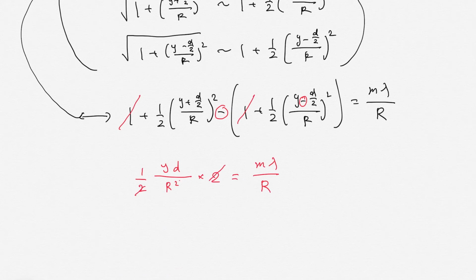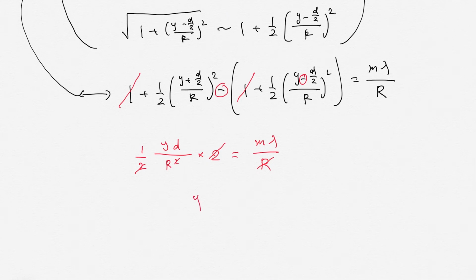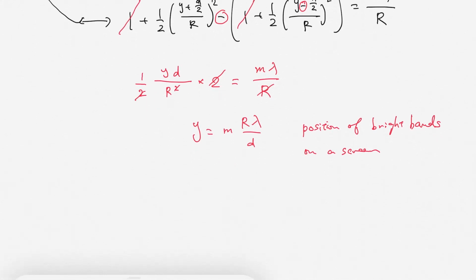And the 2 is cancelled. One of the R is cancelled. Then you can find that the position of the bright band is expressed as y equal m R lambda over d. So these are the positions of bright bands on the screen. Then once we have these equations, we could answer today's question.